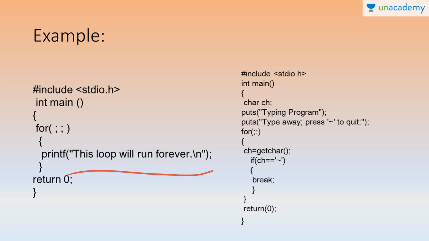So now in this program, char ch, and puts prints "typing program," and again puts "type a symbol, press the symbol to quit." So these two statements will be printed, and in the infinite loop, ch is equal to getchar. It will be taking one character as the input. Then we have initialized something. If the character is equal to this symbol, then break.